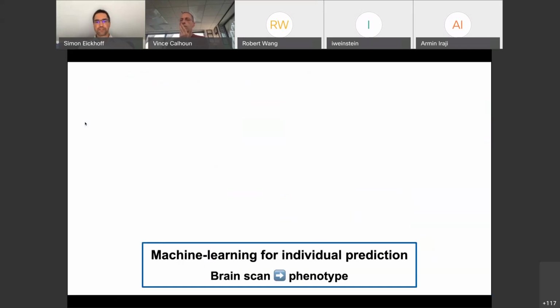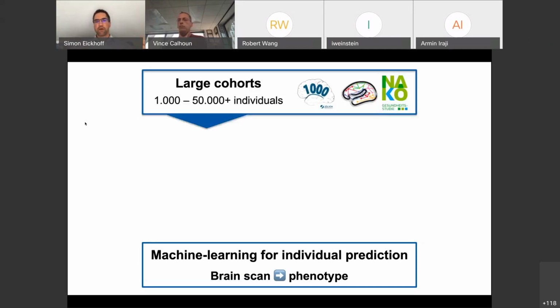So much of our work, much of, I guess, your work, much of the work in the field is focusing on machine learning for individual prediction, in the sense that we're asking a question: if I have a brain scan, can I tell something about the individual phenotype of a new, previously unseen subject? And if you want to tell something about one person, you need many. So in order to train these kind of models, you need to rely on large to extreme cohorts that are orders of magnitude above what you have for studies of within-sample association.